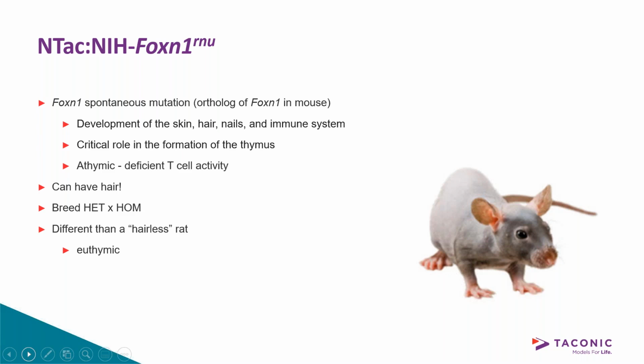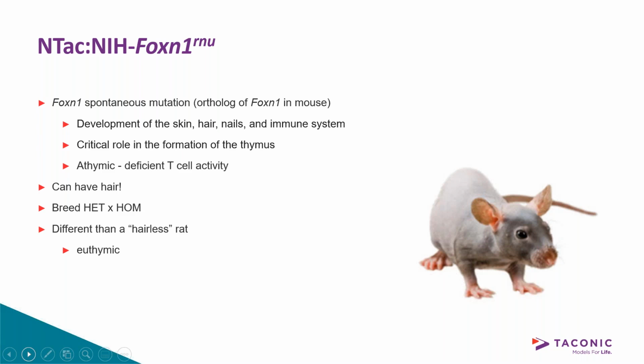So it has a critical role in formation of the thymus. The thymus is the organ that tells the T cells what to do and helps them mature. That, in rats, is located up within the top of the chest. If they don't have a thymus, then those T cells can't form and they're deficient, so they do not have the normal activity. And then, of course, because the gene is also important for hair, you get a hairless animal.